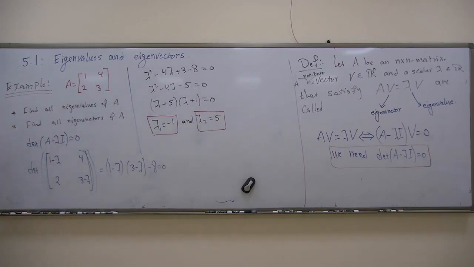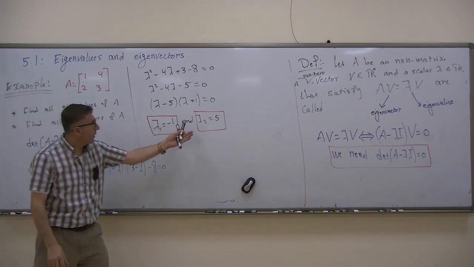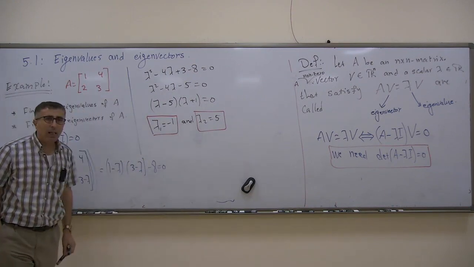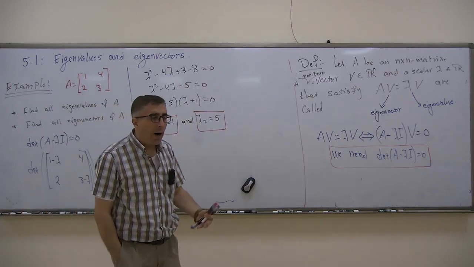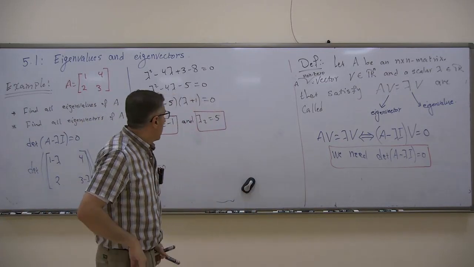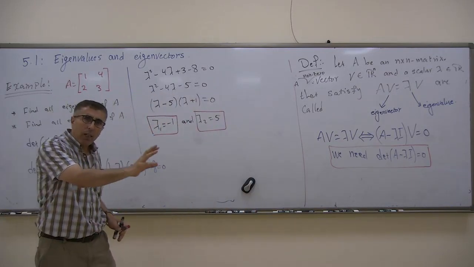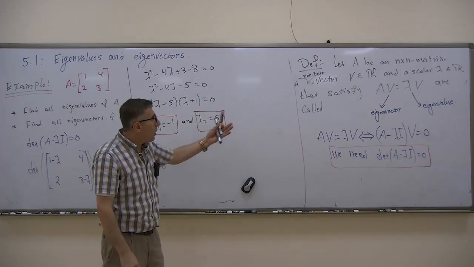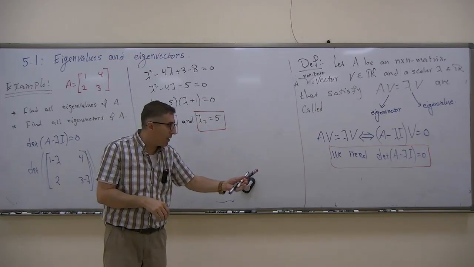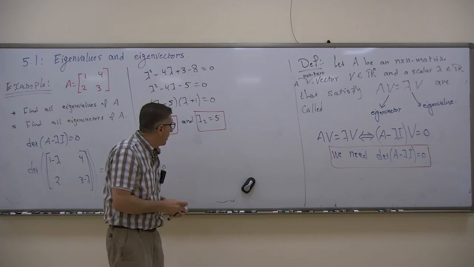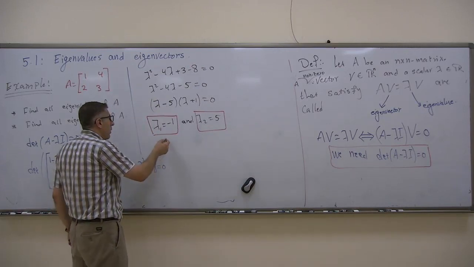Okay? So finding the eigenvalues is straightforward. All you need is to find this determinant and solve, and you get the eigenvalues. Now the question is, how do we find the eigenvectors? Well, you need to take each eigenvalue and go back to the homogeneous linear system and see what is the solution of that. So this is how we do.